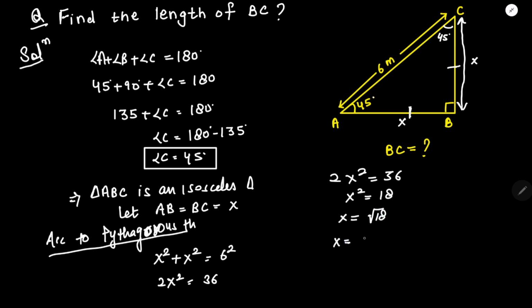And what is under root 18? It is 3 under root 2. So what is the length of both these sides? It is 3 under root 2 centimeter, right? So we were supposed to find the length of BC and we have found that. I hope you understood this.